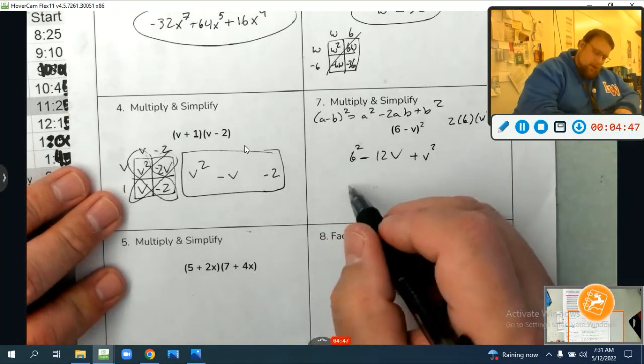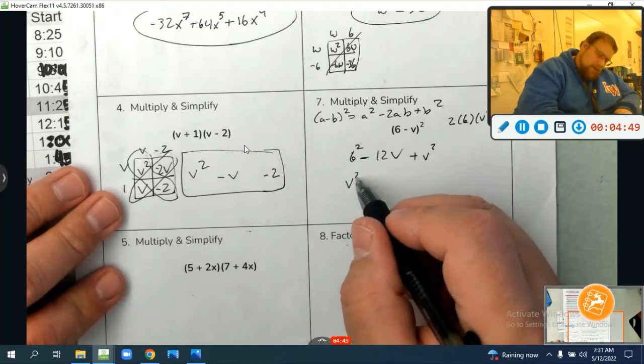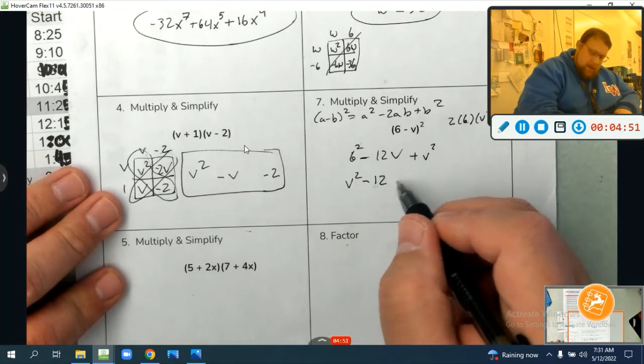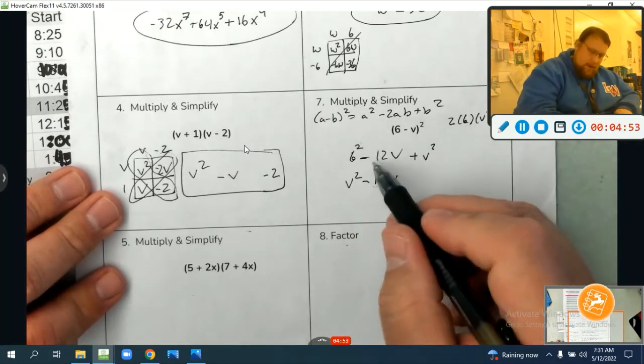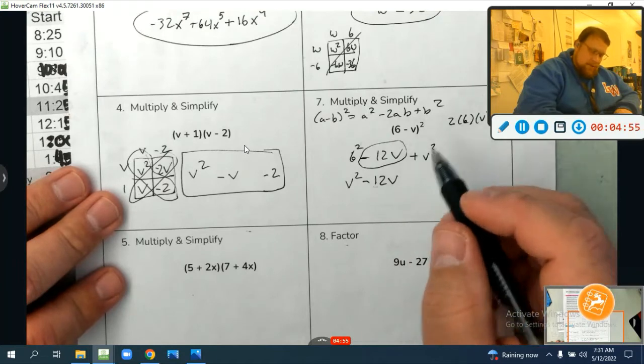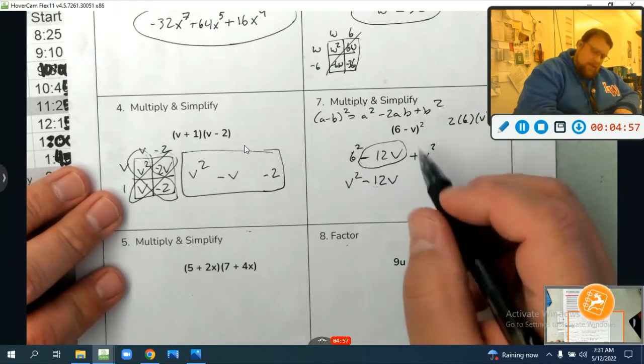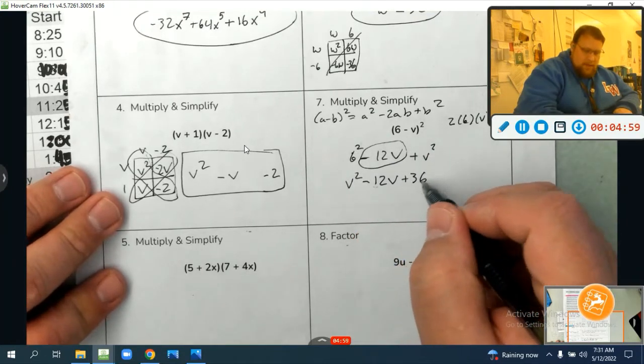And I probably should organize this. So this would ultimately be v squared minus 12v, right? Because we've got to take that minus with it. And then that's a positive 6 squared, so plus 36.